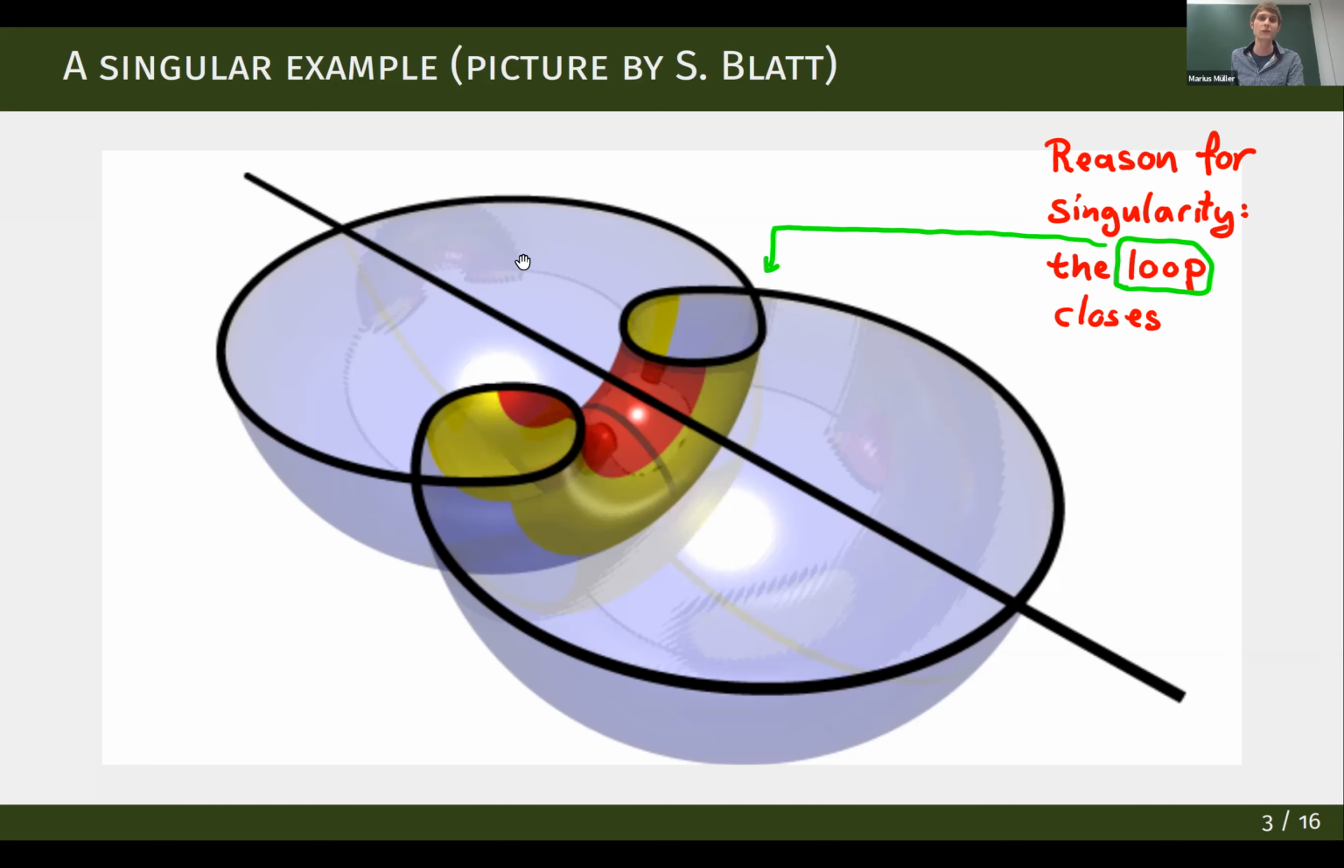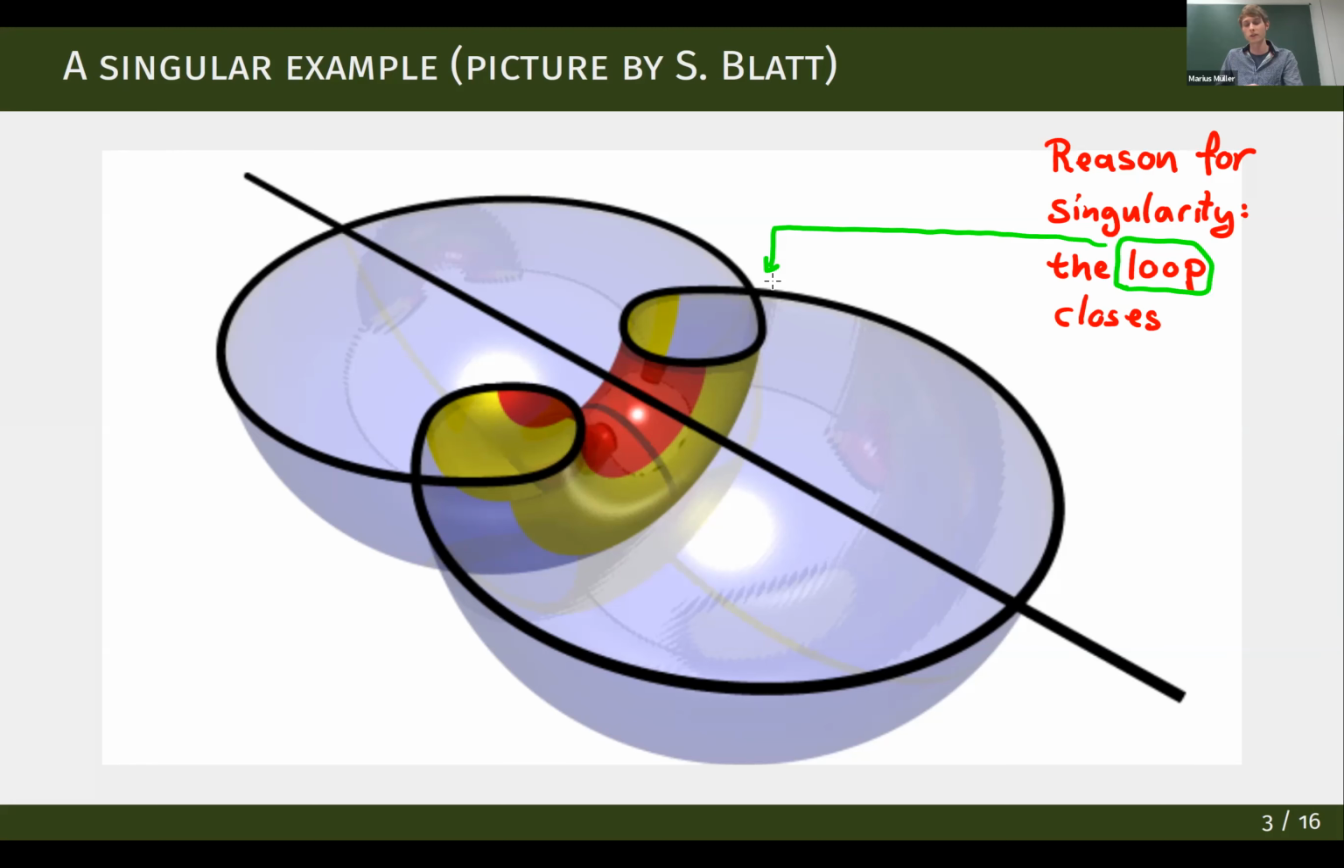And actually what it does in the end, it converges to two spheres that are just next to each other, with a point around which the singularity occurs. The point that joins the two spheres is basically the point where this contracted loop goes to. And this makes this behavior singular. So this is an example, and it was rigorously proved by Simon Blatt that the Willmore flow does not converge if you start with this initial datum.